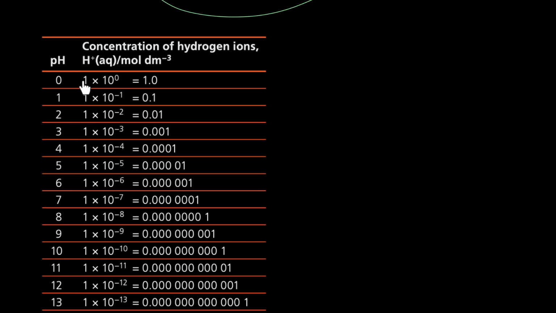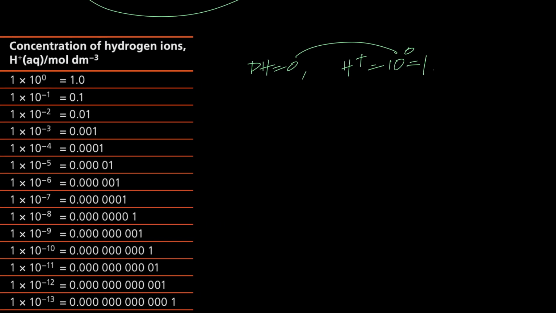You had a pH of 0, right? What does pH of 0 mean? pH of 0 means you have how much hydrogen ion concentration? It's 10 raised to the power negative 0, which is basically 0, right? And 10 raised to the power 0 is what? 1. So here, pH 0 means you have a concentration of 1 mole per dm cube of hydrogen ions.